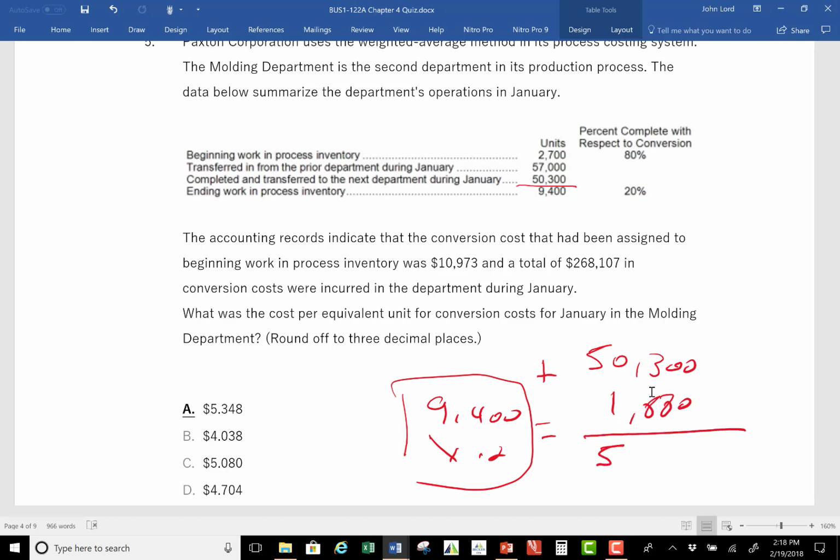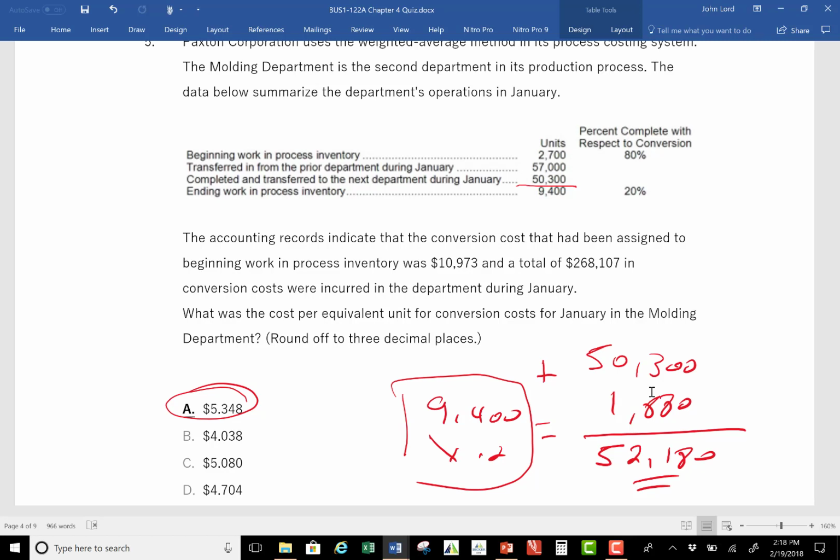Okay, so 52,180. Okay, thank you. So 52,180 is the equivalent units, right? Okay, but I got to come up with the cost per equivalent unit. So what do you want me to do now?